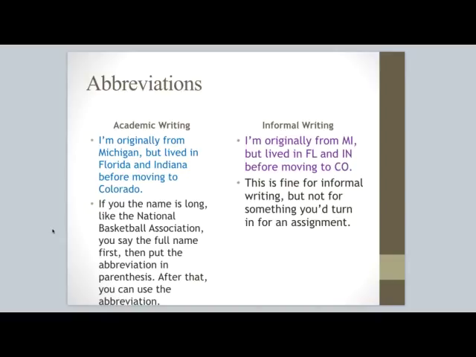Abbreviations. When it comes to things like states, I do want you to spell it out. Don't do this, M-I-F-L-I-N-C-O kind of thing. If you have a long name, like National Basketball Association, you can say the full name first and then put it in abbreviations later if you're going to repeat that over and over and over. If you're not, then you just call it that one time.